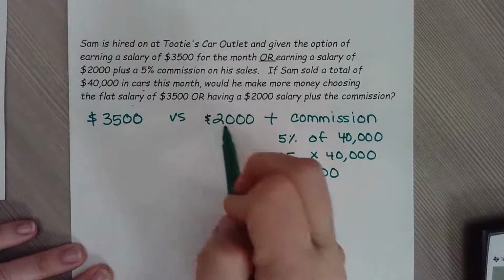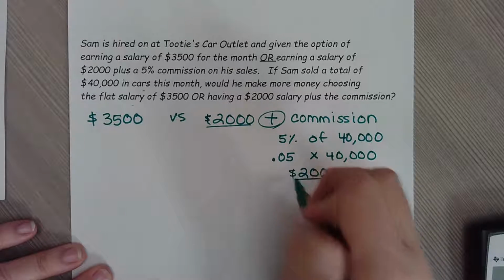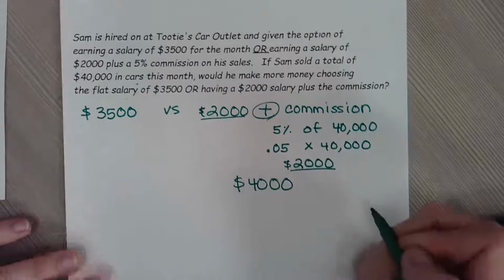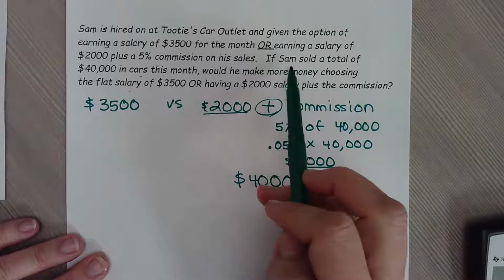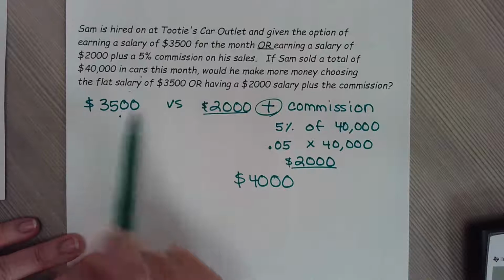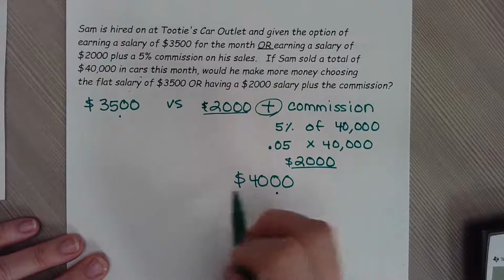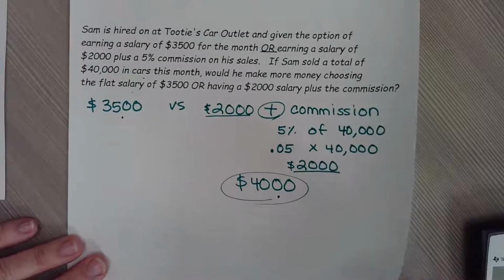So he's making $2,000 salary plus his commission is also 2,000. So that would be $4,000. So answering the question, going back to what is it asking? Would he make more money choosing the flat salary or by doing the salary plus the commission? We would want the salary plus the commission for this.